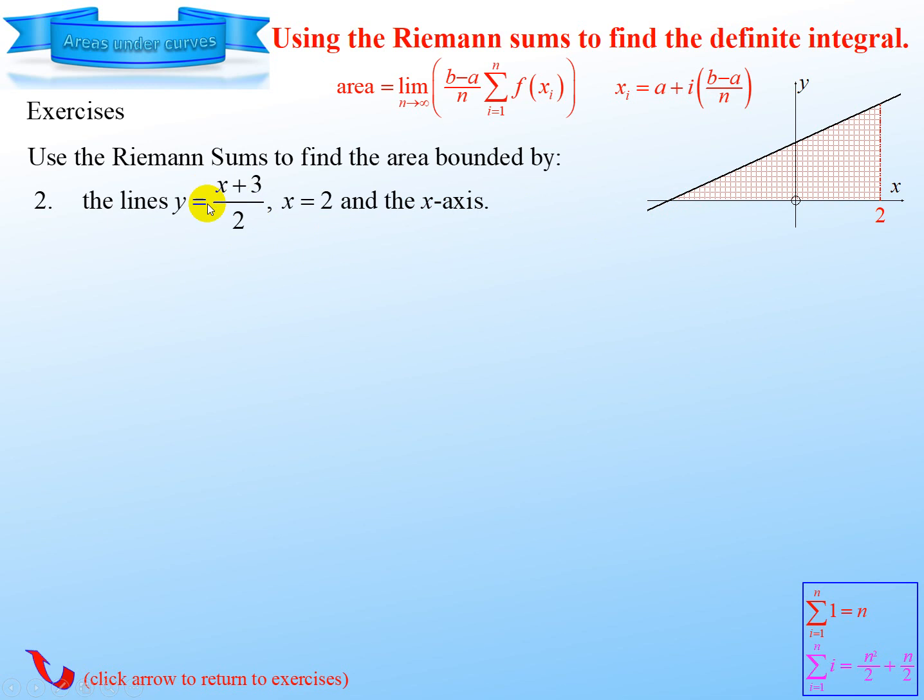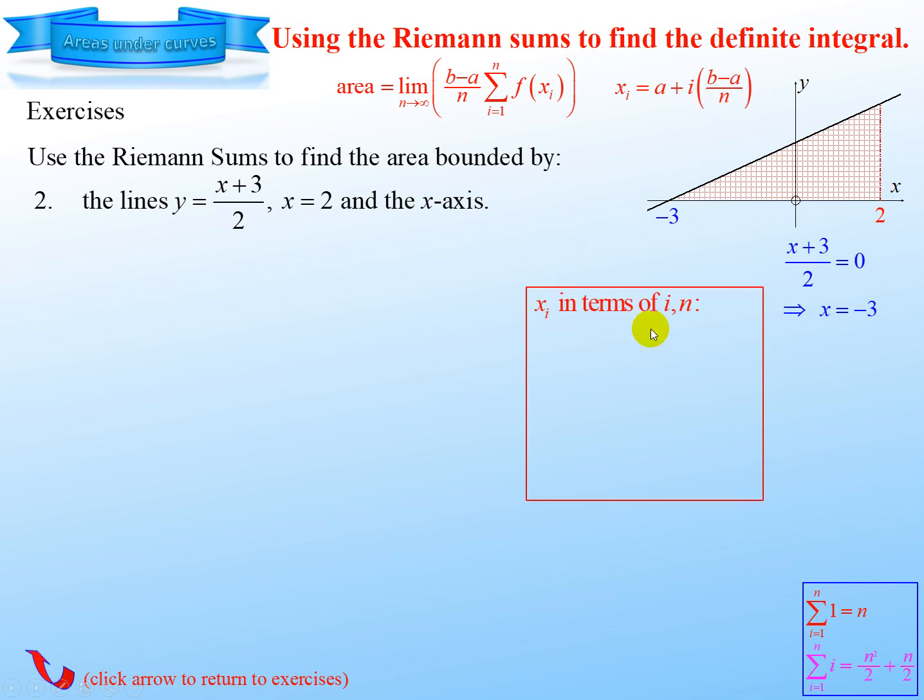That's an x-intercept. I'm going to take x plus 3 over 2 and equate it to 0. There we are. And that minus 3 travels up to there. Now I have my left and right bounds as well. So we can now get going. First step always, xi equals. There we are. And I'm going to substitute minus 3 plus i into 2 minus negative 3 all over n, which gives me 2 plus 3. And there we have it, 5i over n minus 3.